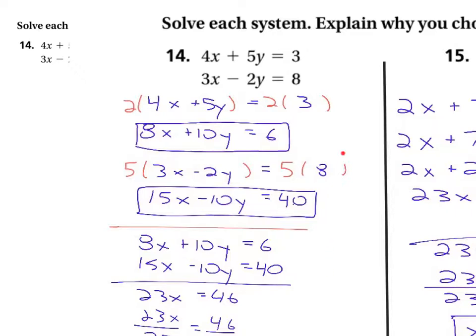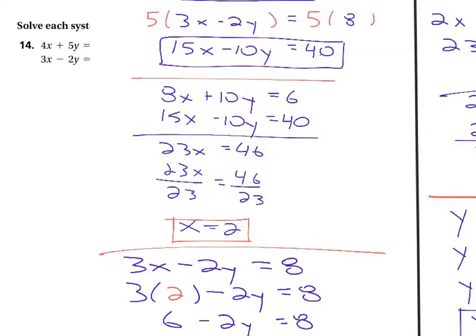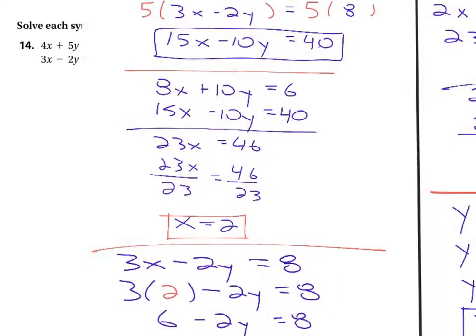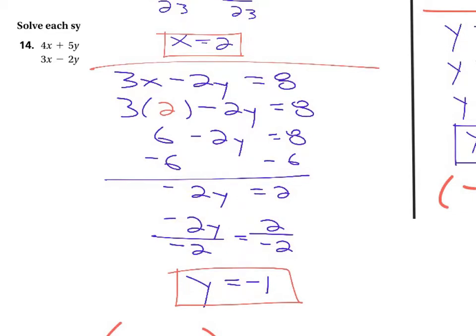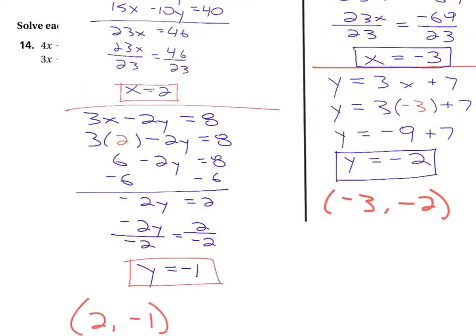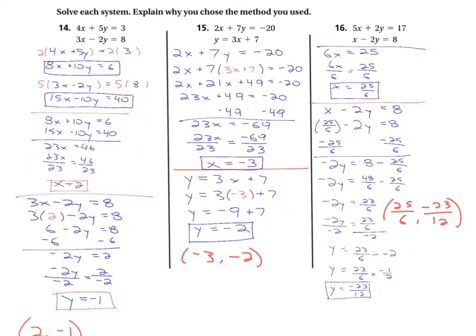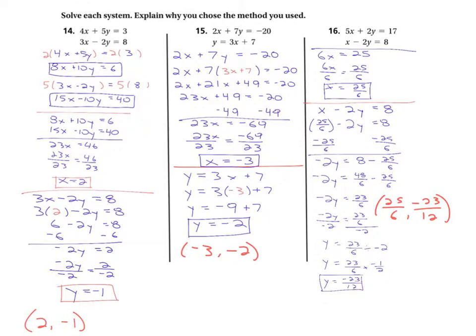And then I added them together, and let's see if I can zoom this here. I added them together, and I got 23x equals 46, and then solving I get x equals 2. Then I was able to just plug in that 2 and find out that y was equal to negative 1. So then I get a solution of 2 comma negative 1. Okay, that's what I did for that one. That just seemed to be the best way for me to do it.